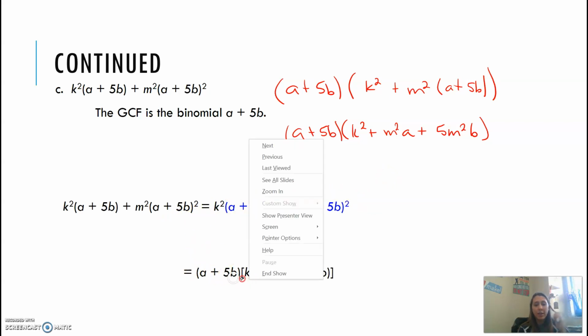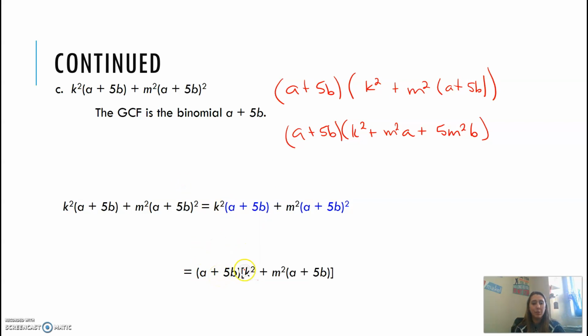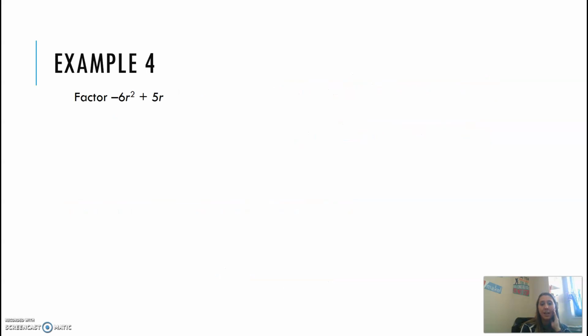So then, okay, right here, I know the book gives you brackets. This is not a time where that matters. These are just parentheses. And then we end up with that, and we're done.